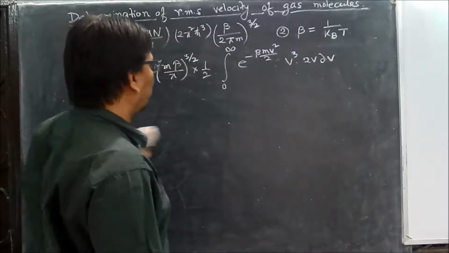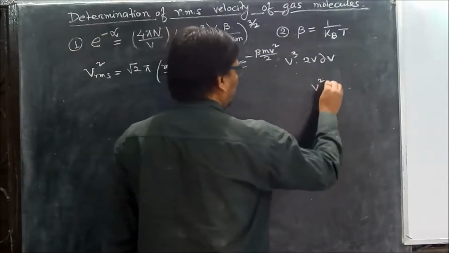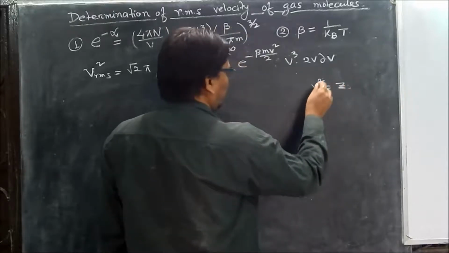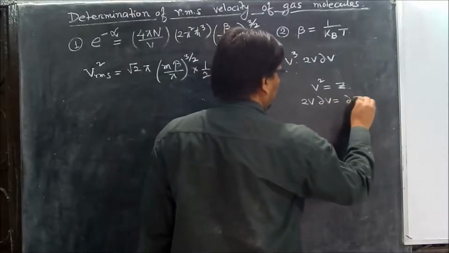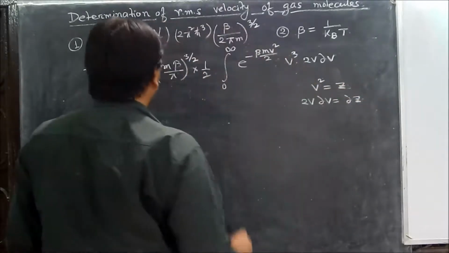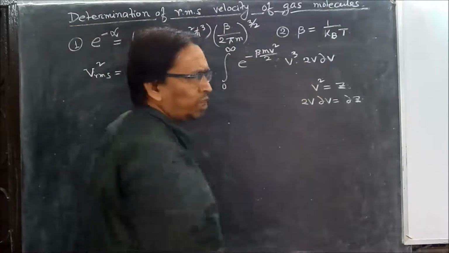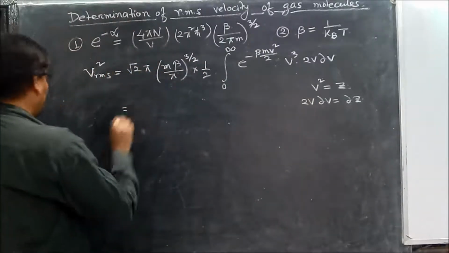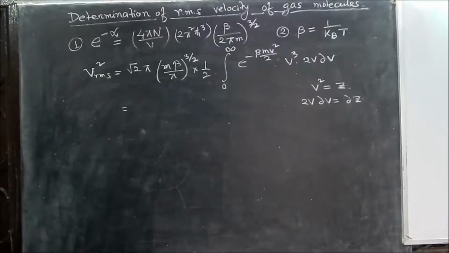So let us take v square equal to z. If I take v square equal to z, then 2v del v is equal to del z. So 2v del v will be equal to del z, and all those things will be changed accordingly, and the limit will not be changed because it is from 0 to infinity, and square of 0 is 0, square of infinity is infinity, so the limit will not be changed.